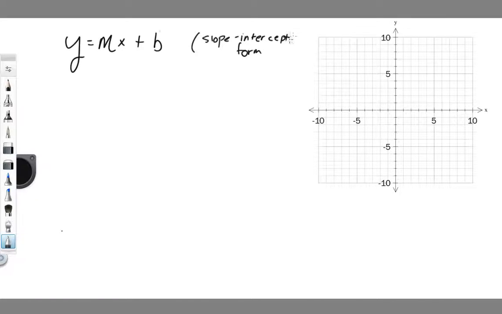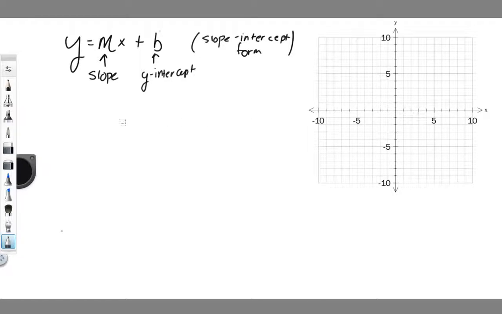The reason why people call it slope-intercept form is because it consists of the slope. So the slope basically tells us the direction and how steep the line is. Does it go up and to the right or down and to the right? Does it go up really quickly or really slowly? That kind of thing. And the b value tells us the y-intercept. So that tells us where it crosses the y-axis. Does it cross in the negative, in the positive, that kind of thing?